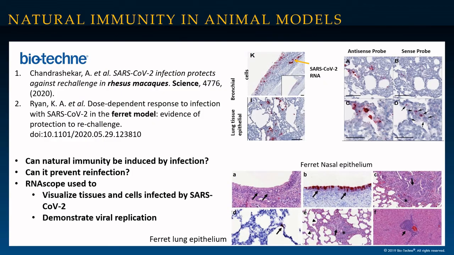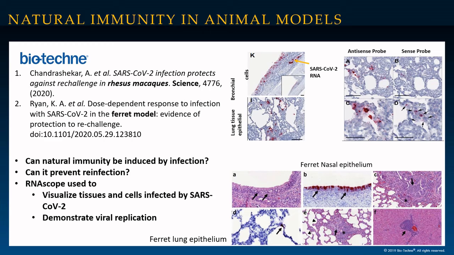So let's start with the first one: why were researchers using RNAscope to study natural immunity? The question being asked was, can natural immunity be induced by infection? You may all have seen that in the news. There's a lot of discussion going on about whether a patient infected by COVID-19 is building natural immunity to reinfection. So a lot of the questions being asked in the publications were those. And RNAscope was being utilized to visualize the tissues and the cells that were infected with SARS-CoV-2, but also to demonstrate any viral replication sites.